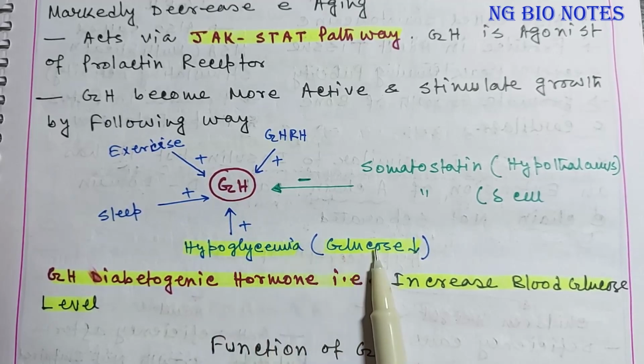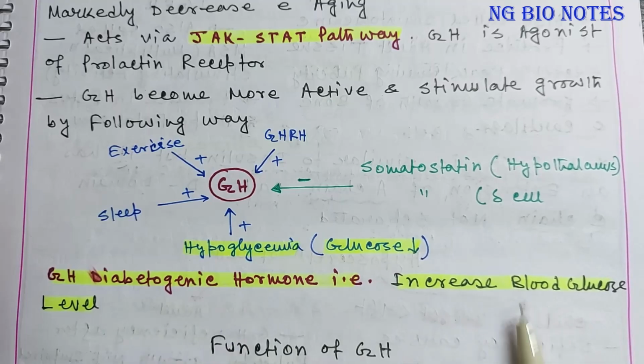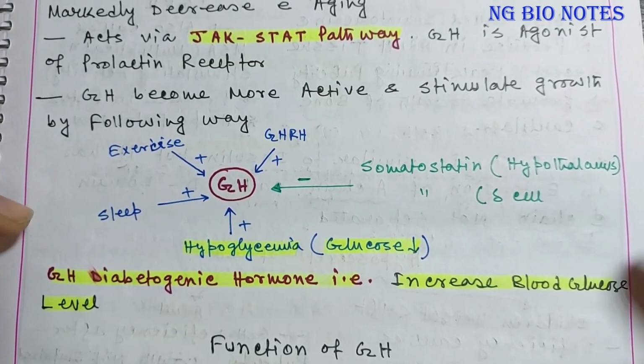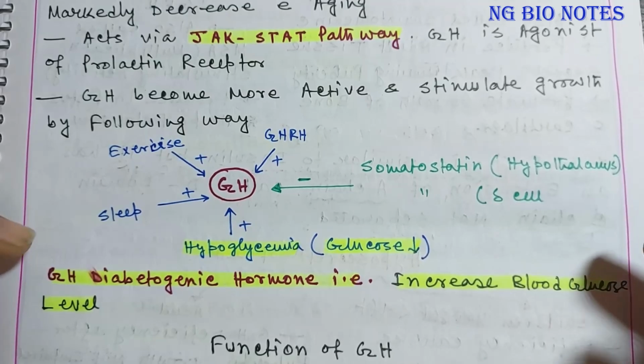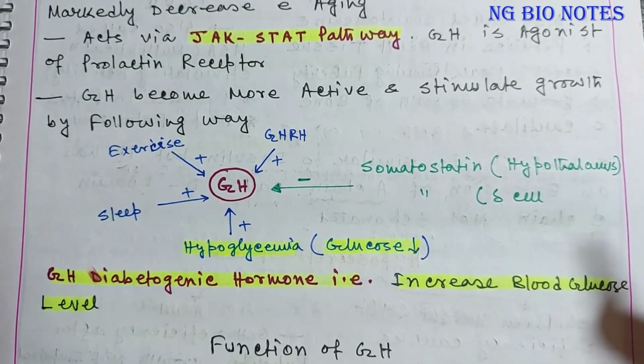This point is very, very important. For this reason, growth hormone is also known as a diabetogenic hormone. That means it increases blood glucose level like glucagon. And you know from the pancreas, two types of antagonist hormones are secreted: one is insulin and another is glucagon. Insulin lowers blood glucose level and glucagon increases blood glucose level, and growth hormone acts like glucagon.